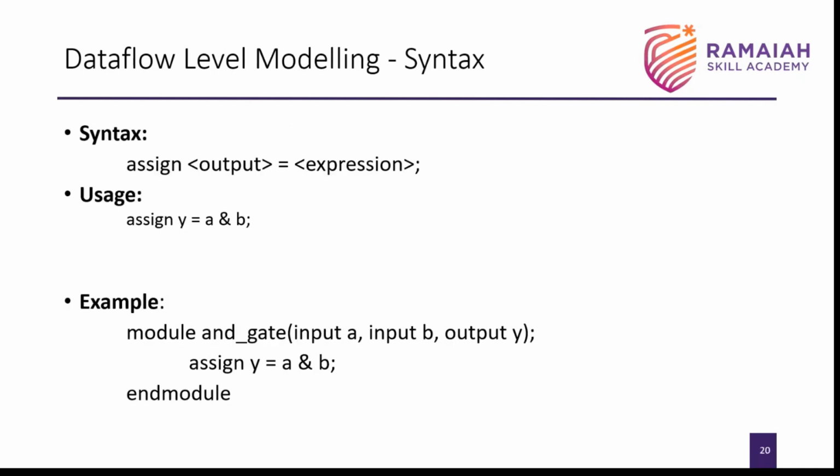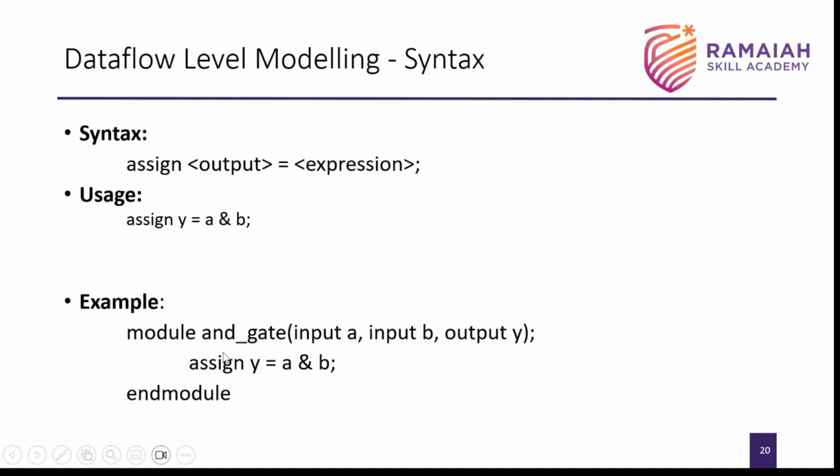So this is how it looks. First, assign is a keyword, as I told. Assign, then what your output is equal to, that is your expression. Suppose you're building an AND gate, then assign Y is equal to A and B. A and B does the AND operation, correct? So a 2-input AND gate. A and B are the inputs, Y is the output. So simply, in one line, you can describe the functionality of an AND gate.